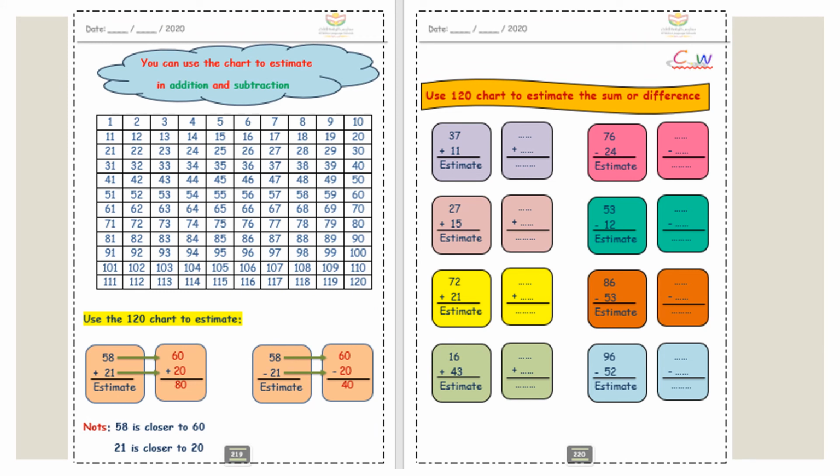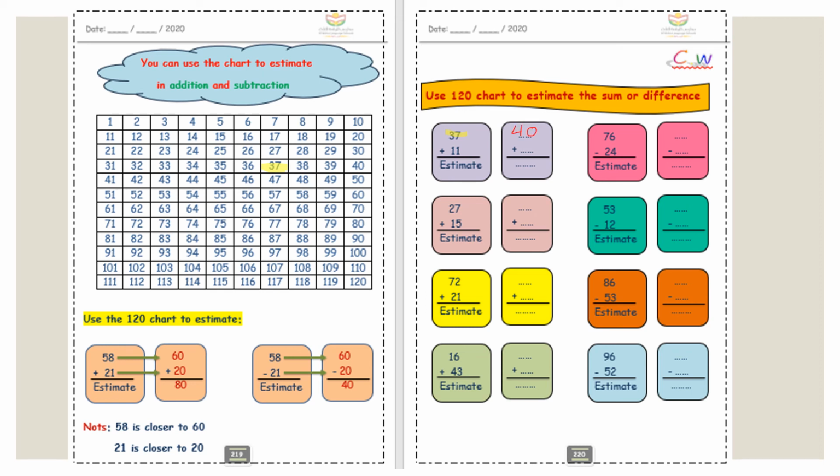Now, primary 2, let us work in our booklet. Open page 219, and we're going to solve 2 problems or 3 together, and then I will leave you to solve them by yourself. Now, it says use the 120 chart to estimate the sum or difference. So we are going to estimate, then find the sum or difference by estimation. Now, I have here 37. Let's mark 37 on the 120 chart. Where is it? Here. So is it closer to 40 or 30? It's closer to 40.